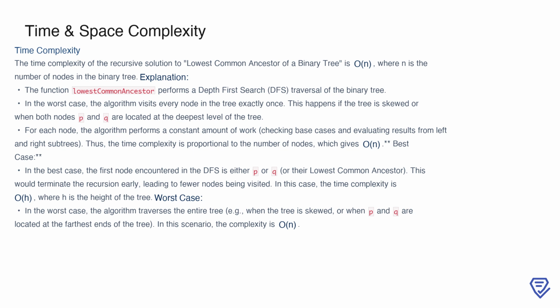Now, in the best-case scenario, if the node being evaluated early in the DFS is either P, Q, or their lowest common ancestor, the recursion may terminate much sooner. In this situation, only the nodes along the path from the root to that point are processed, giving a time complexity of O(h), where h is the height of the tree. However, in the worst-case scenario, which occurs in a skewed tree or when P and Q are at opposite ends, the traversal still requires visiting all nodes, making the complexity O(n).